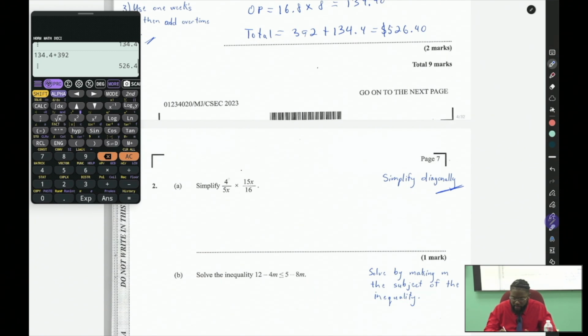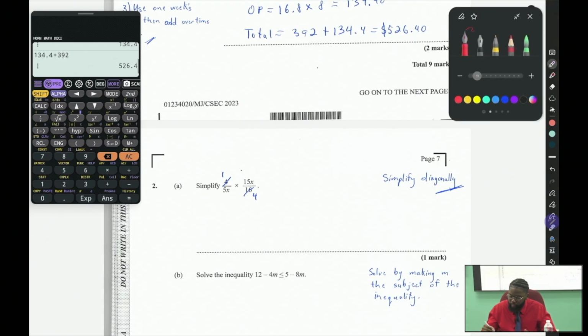So we can simplify the 4 and the 16. 4 into itself goes 1 time. 4 into 16 goes 4 times. And then we also can simplify the other way, diagonally. The 15x and the 5x have coefficients of 15 and 5, which are able to simplify by 5.